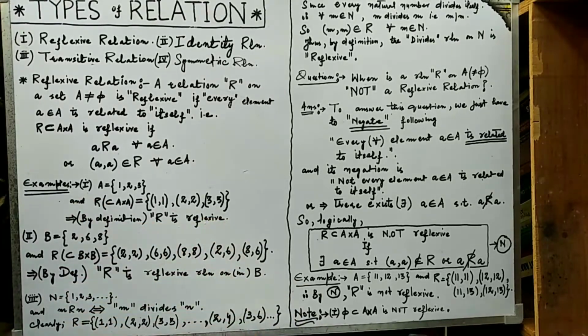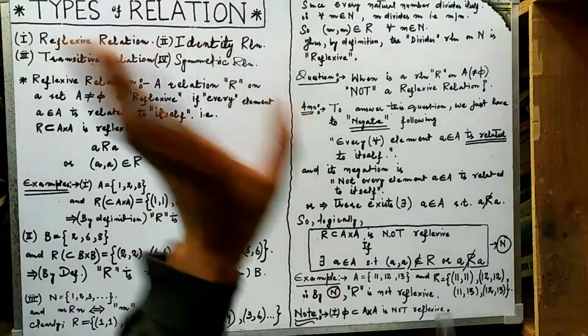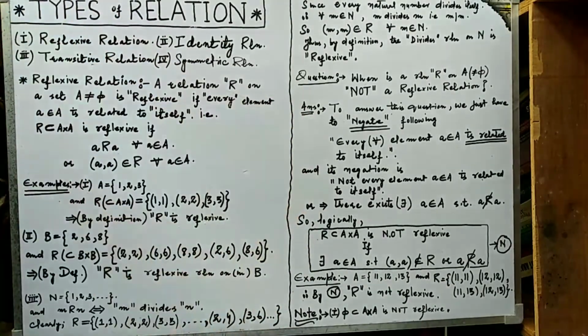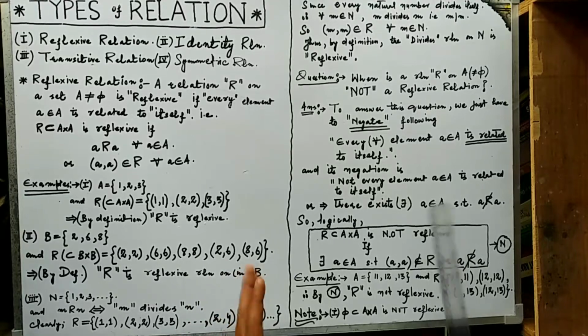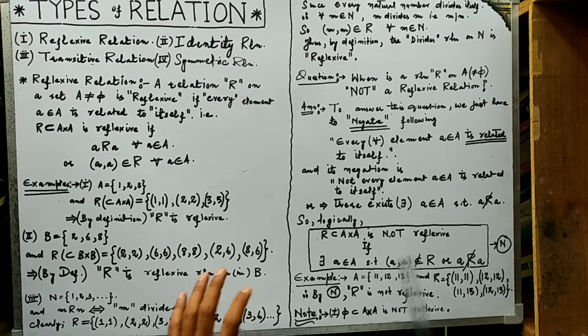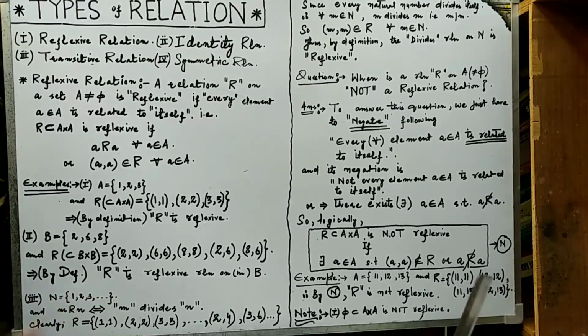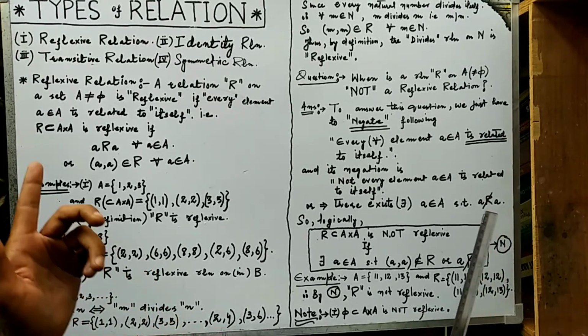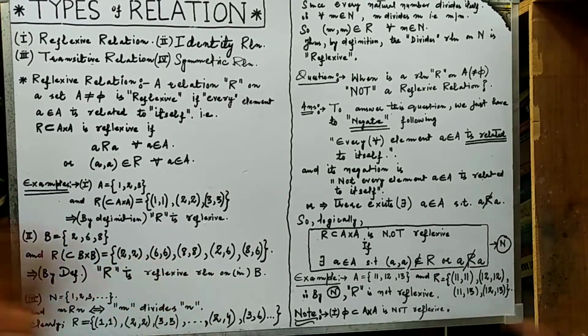You should note one more thing here. If A is a non-empty set, we know phi is a subset of every set. Isn't it? Yes, it is. And as you can see, no element of the set A is related to itself through the relation phi. So simply this phi satisfies the negation. So phi is simply not a reflexive relation on a non-empty set A. If I replace the set A by the empty set itself, then there is a different story.